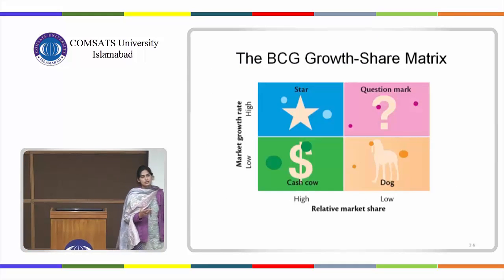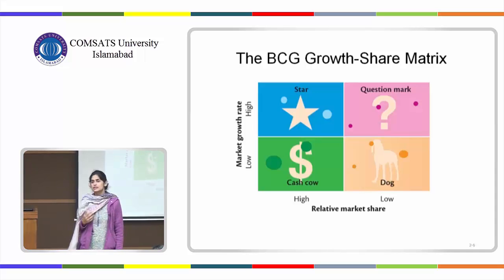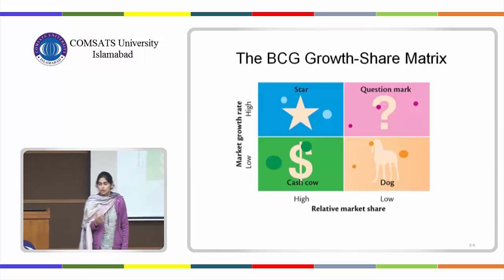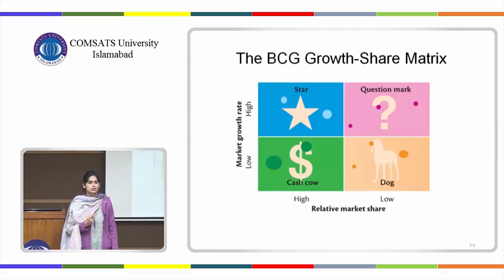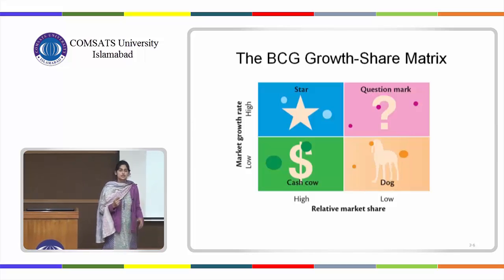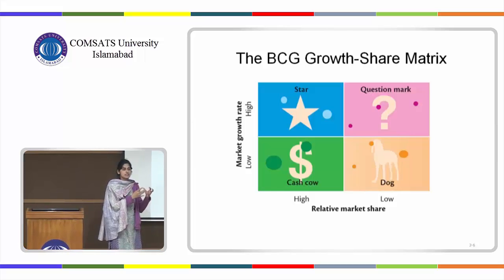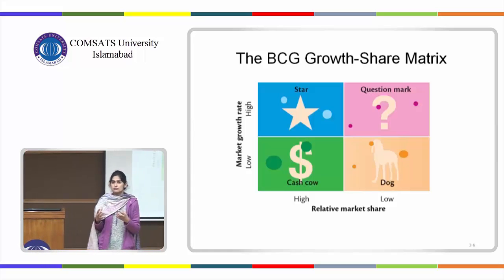One way to do it is BCG, which is Boston Consulting Group. It is a growth matrix. What do you do in it? There are 4 quadrants: star, question mark, cash cows, and dogs. Based on market growth and relative market share, you place the SBUs in different quadrants and see how you deal with each SBU.